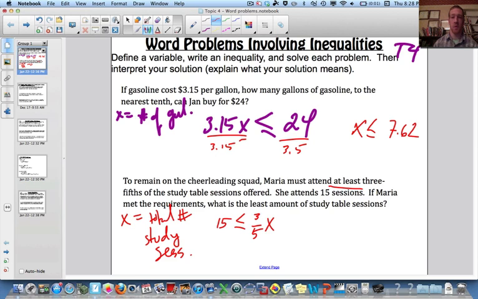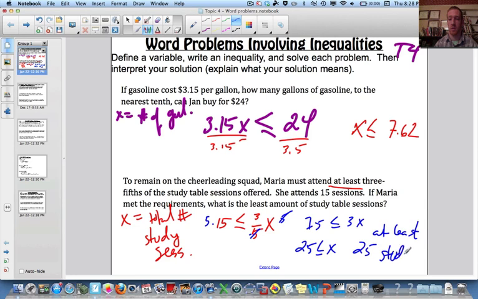So we multiply both sides by 5, and that cancels. So we have 75 is less than or equal to 3x. Divide both sides by 3, and we get 25 is less than or equal to x. So there were at least 25 study sessions, potentially more.